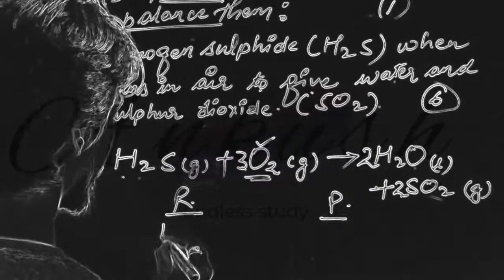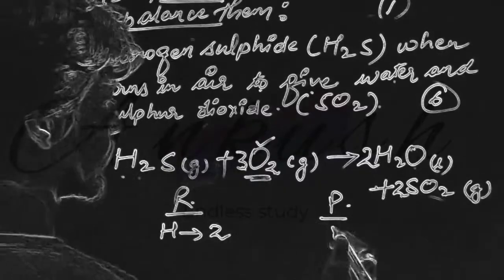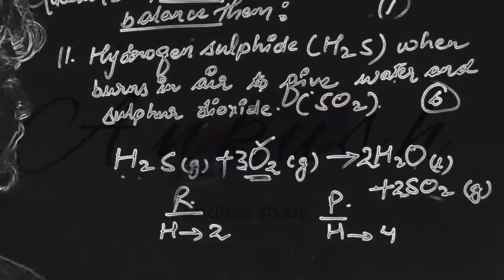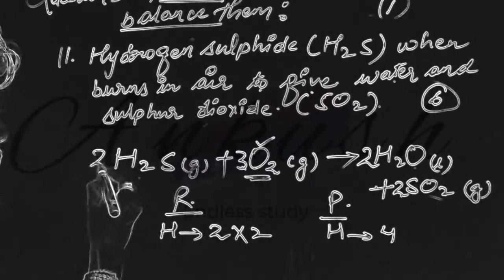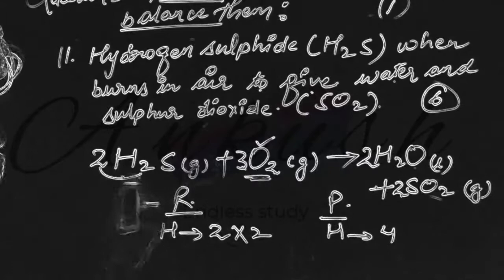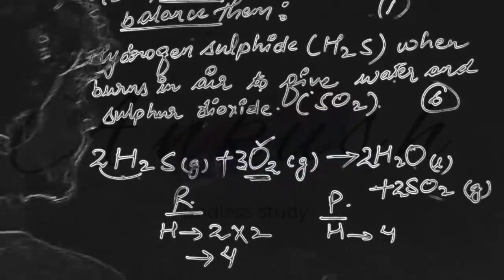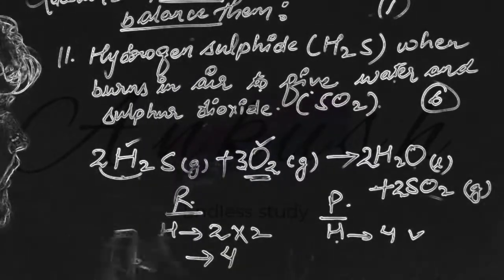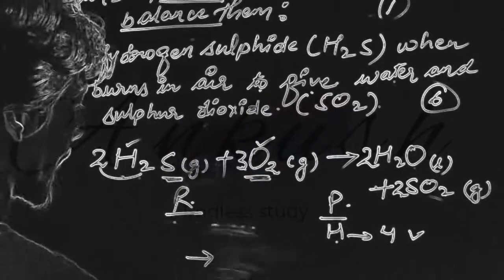We will take hydrogen. Hydrogen in the reactants are 2. Hydrogen in the products are 4. It is an even number, so it is easy to balance. If simply you multiply 2 here, means you write 2 here. 2 2s are 4. How many hydrogen atoms in the reactant? 4. And here how many? 4. So hydrogen now balanced. Now we will go for what? Sulfur. Sulfur is how many here?